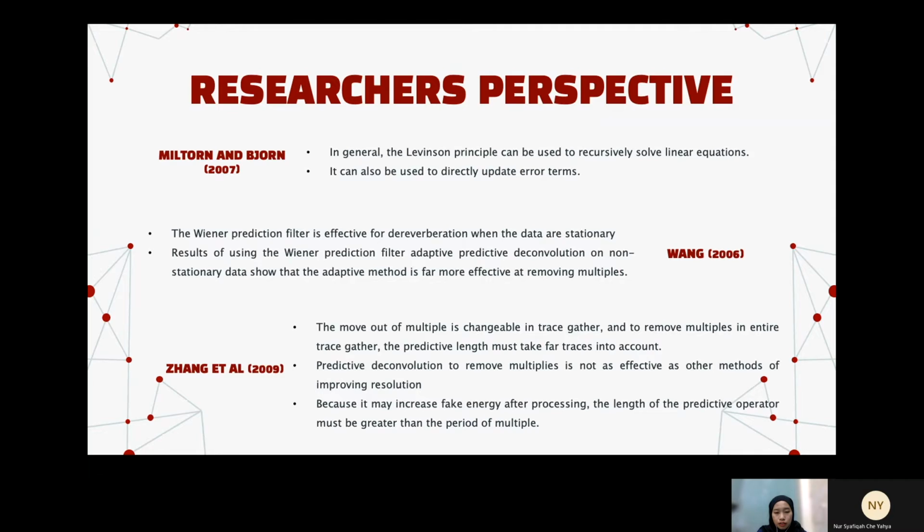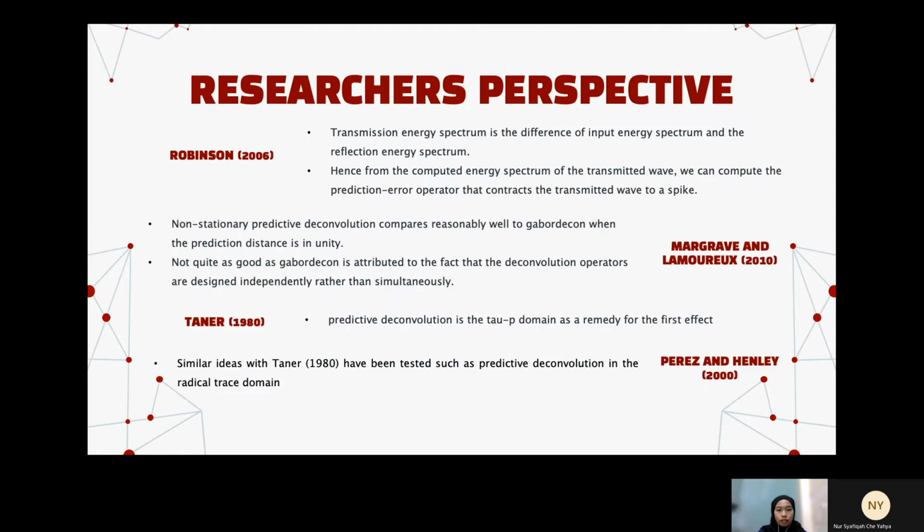Secondly, predictive deconvolution to remove multiples is not as effective as other methods of improving resolution, because it may increase fake energy after processing. The length of the predictive operator must be greater than the period of the multiple. Based on Robinson 2006, he stated that the transmission energy spectrum is the difference of the input energy spectrum and the reflection energy spectrum. Hence, from the computed energy spectrum of the transmitted wave, we can compute the prediction error operator that contracts the transmitted wave to a spike.